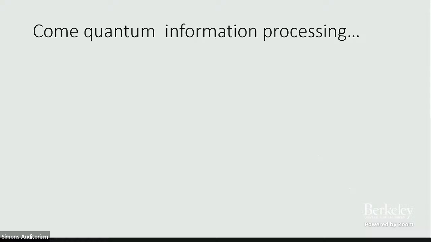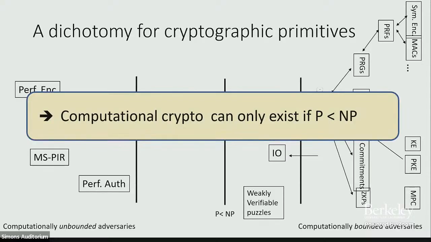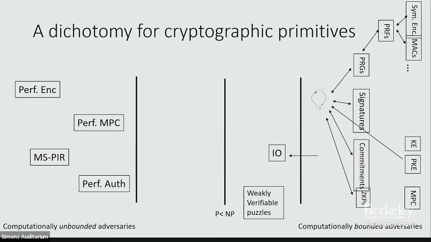Question: What's the difference between the rightmost columns, and the IO and weakly verifiable puzzles? So this line is one-way functions, everything that is implied by one-way functions.